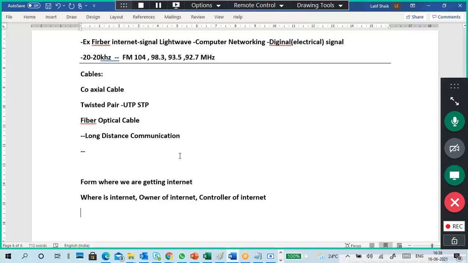Where is the internet located? No location actually. Internet means a network of networks. Worldwide, you are connecting all networks together, and it becomes the internet. So the owner of the internet: no owner.